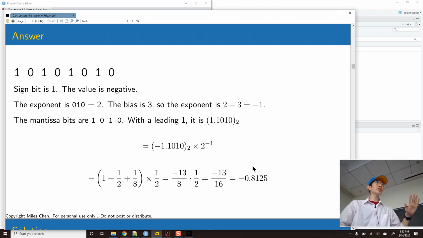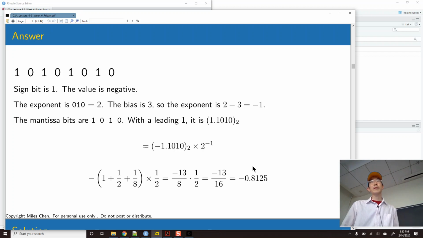Yes, so for 4 bits, you can represent 16 unique values. Half of that is 8, and 1 less than that is 7. So the bias would be 7. And then for 11 bits, you can represent 2,048 unique values. Half of that is 1,024, and 1 less than that is 1,023. So the bias for 11 bits, which is double precision, is 1,023.